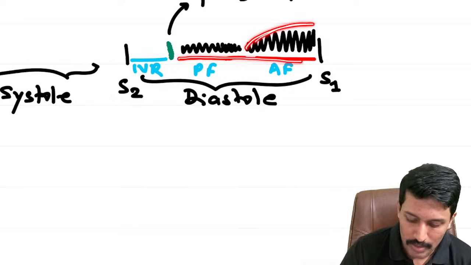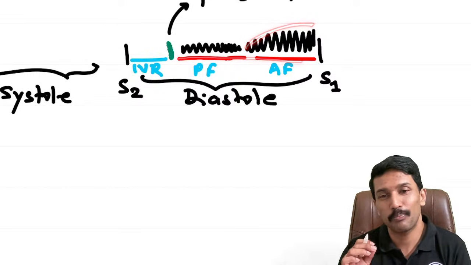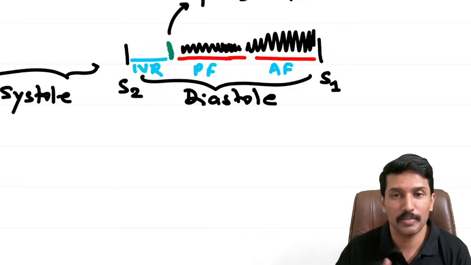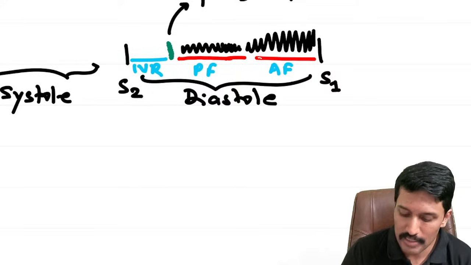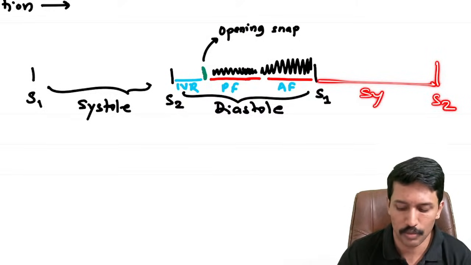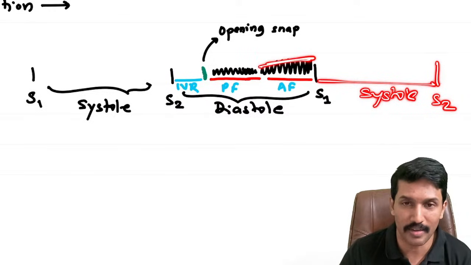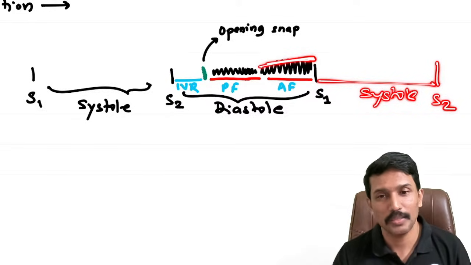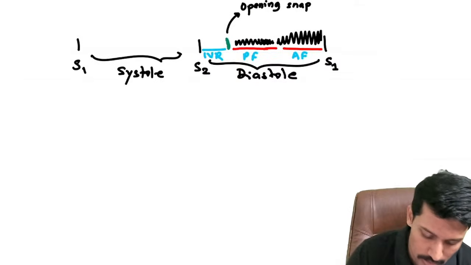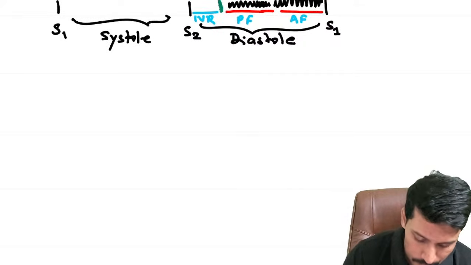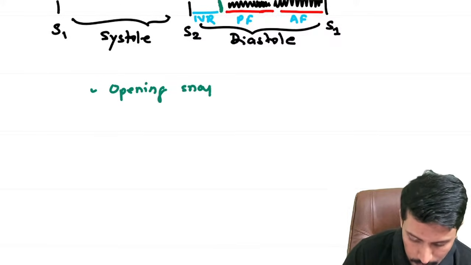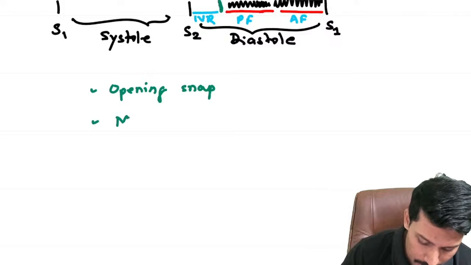With this turbulence increase in active filling, we will call it pre-systolic accentuation. Why am I calling it pre-systolic accentuation? Because it is the last part of diastole. After this, I have systole. So just before systole started, the intensity of the murmur increased. So we'll call it pre-systolic accentuation. So on auscultation, we are getting an opening snap and we are getting a mid diastolic murmur.